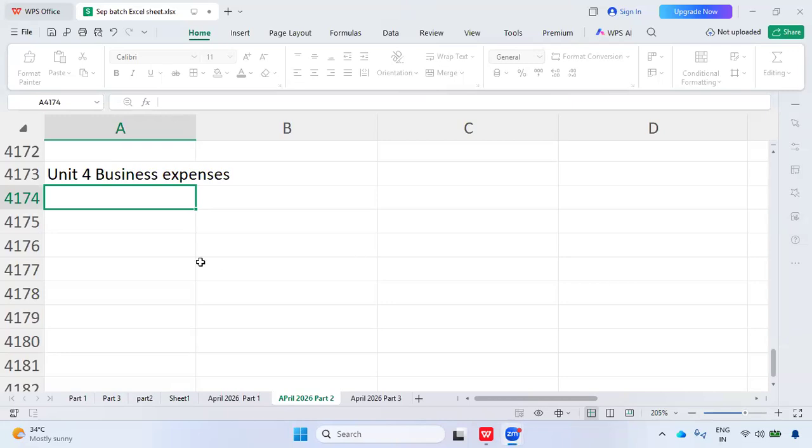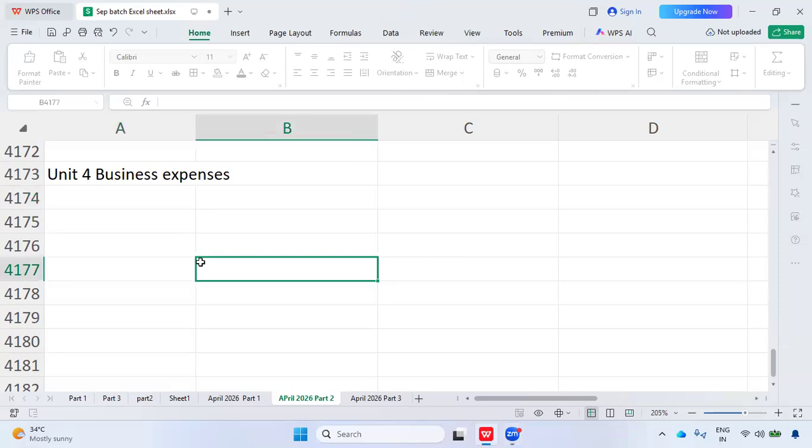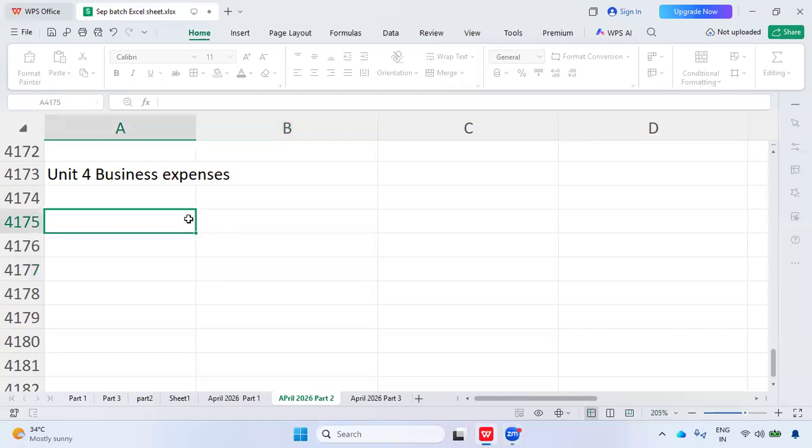Okay. So today's topic will be business expenses. We have seen business income and when we will consider it as income, and also we have seen the methods of accounting, and in case of rent, goods, and services, how we will treat them. Everything we have seen in the rental income unit 3. So today we'll see the expenses.